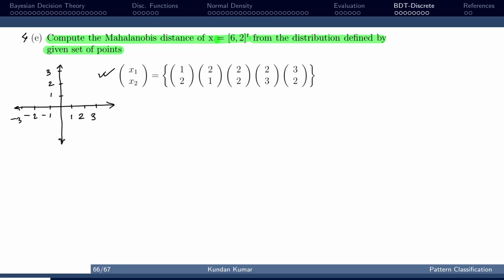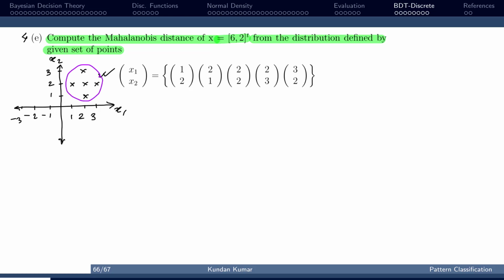So x equal to 1. Here we have 1 point, then (2, 1), so we have here 1 point, then (2, 2), we have here 1 point, then (2, 3). Then here we have 1 point, and then (3, 2). So this is our point distribution in the two-dimensional feature space. From these points we can observe that it is something like a circular distribution.